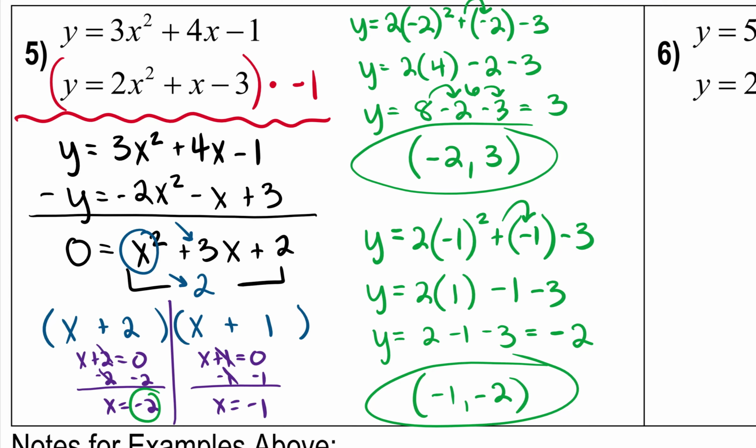So I have negative 2, 3, and negative 1, negative 2. Those are my two answers, and I'm done. So it might seem like a lot, but it's really not too difficult. It's just practice will make it a little faster.